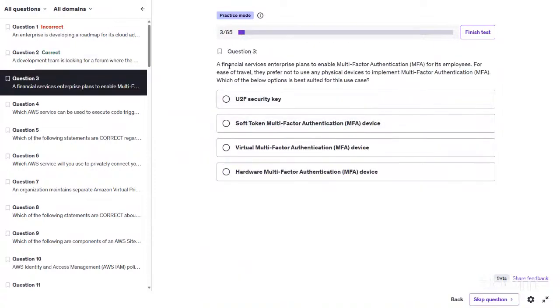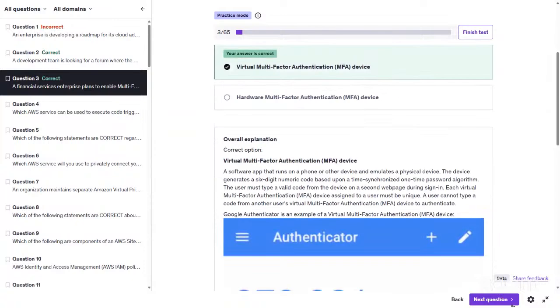Next question. A financial services enterprise plans to enable multi-factor authentication for its employees. For ease of travel, they prefer not to use any physical devices. That means you don't want to deal with hardware tokens, right? So they want you to implement multi-factor authentication. Which of these should you use? Well, the option to go with would be a virtual MFA device, since they don't want to use any physical devices. So that should be the answer there.